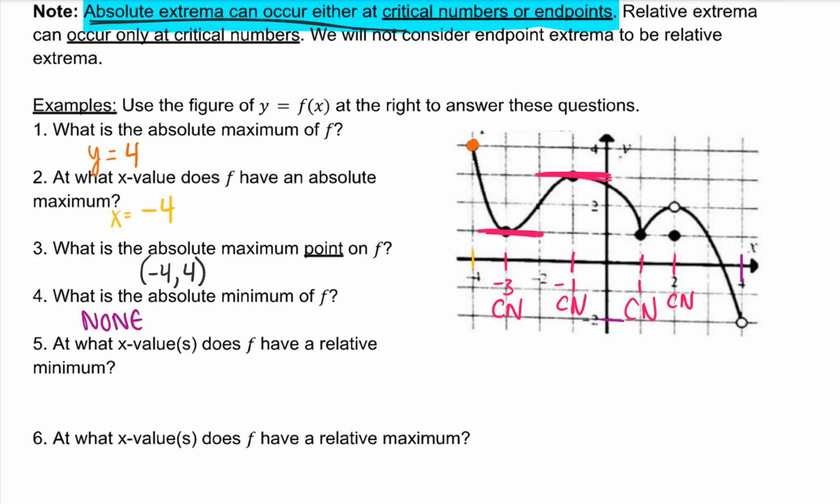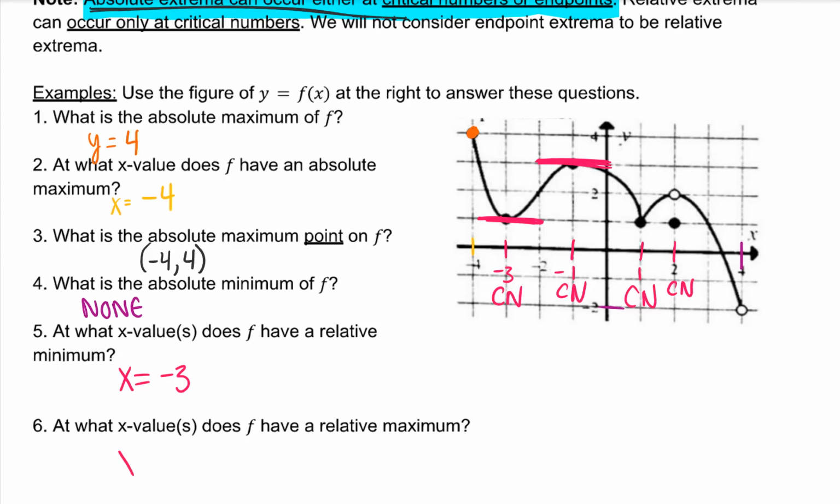So at -2, y equals 1. Is that less than the y values around it? Yes, it is. So we have a relative minimum at x equals -3. What about -1? Now this one looks like it might be a relative max. So x equals -1 is a relative max because it is greater than the y values around it.